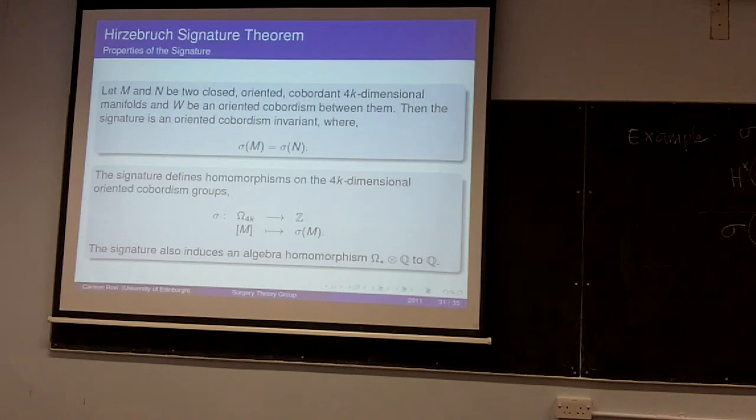So, just as we saw for the L genus, the signature, when we think of it as a function from the cobordism groups to the integers, defines a homomorphism. And it's quite clear, because once you pick your class and apply the signature to it, you get an integer. As we have been computing, these are all integers. And it's very important that the signature, just as the L genus did, induces algebra homomorphisms from this tensor product to the rational numbers.